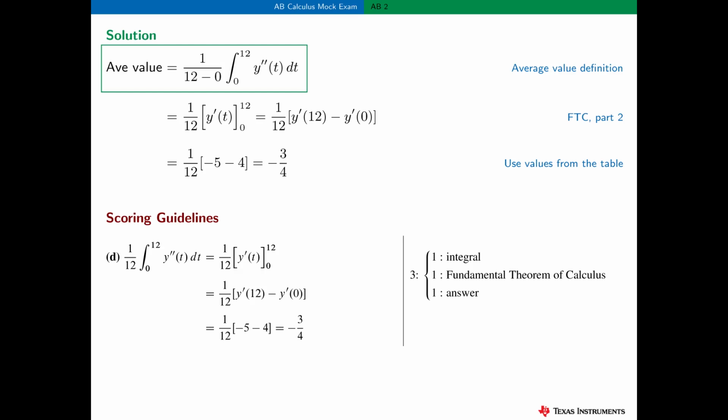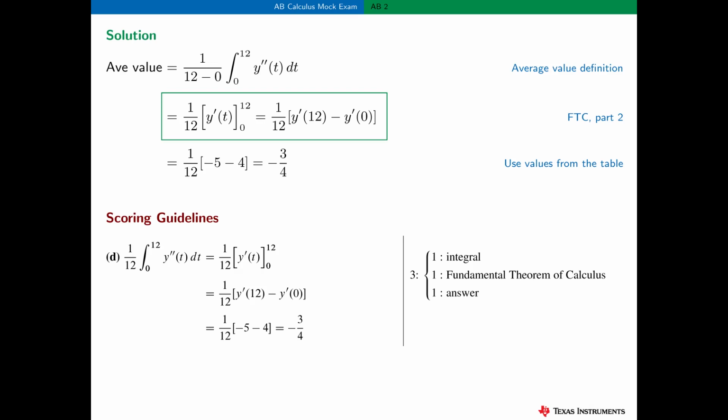The average value of the function y double prime over the interval 0 to 12 is, by definition, 1 divided by 12 minus 0 times the definite integral from 0 to 12 of y double prime of t dt. We do not have a symbolic or analytic expression for y double prime of t. However, we do know that y prime of t is an antiderivative.